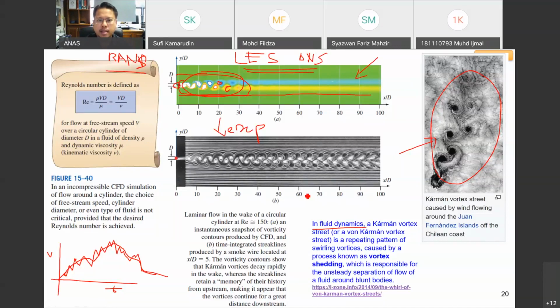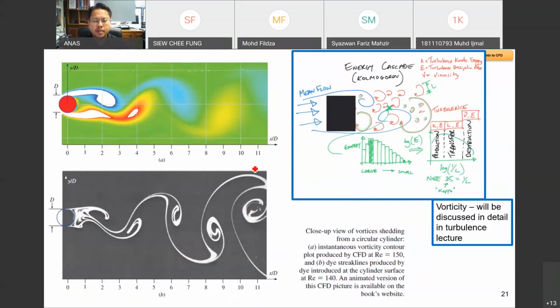the large eddy simulation model, versus RANS. And of course, before LES, we have DNS, direct numerical simulation. So we're going to discuss this later on after we discuss the FDM, right? Okay, so all right, let's proceed. So what we are going to cover in turbulence modeling later on.